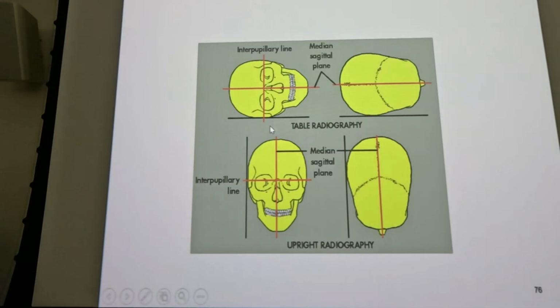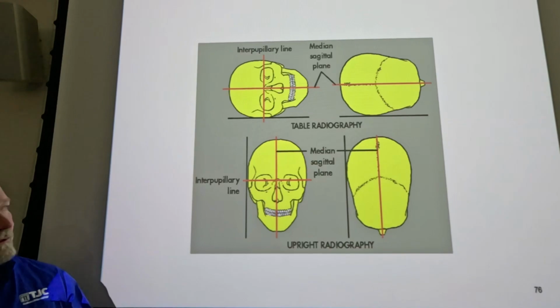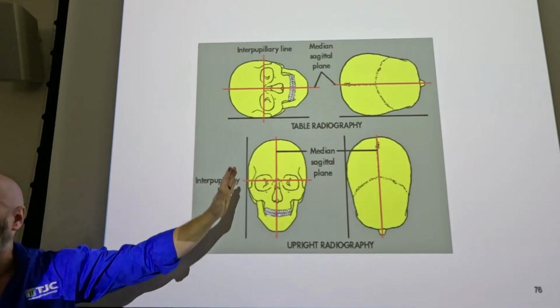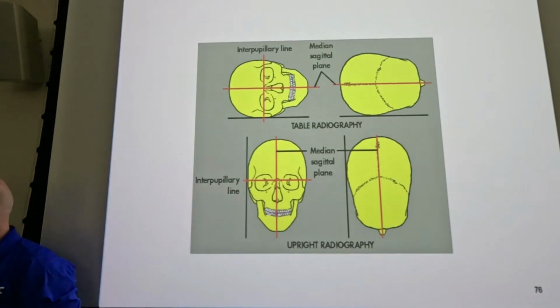All right, so positioning: mid-sagittal plane positioning and mid-coronal plane positioning. Make sure that you've got that worked out. Your mid-coronal plane on a lateral is going to be perpendicular, and mid-sagittal plane is going to be parallel, right?